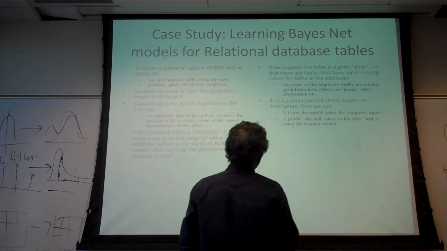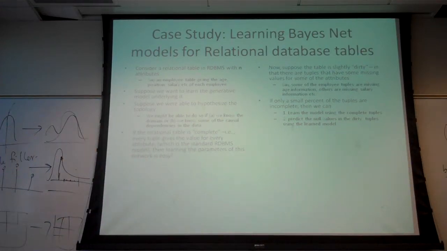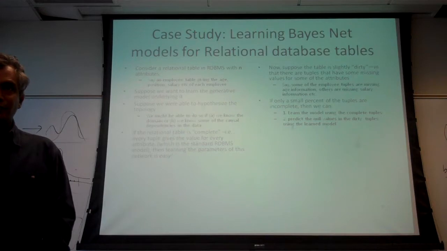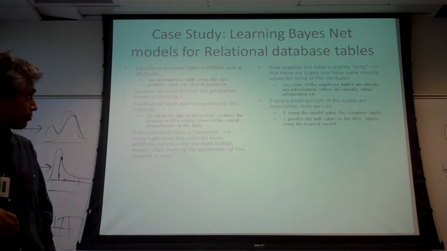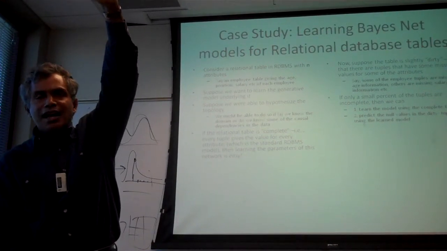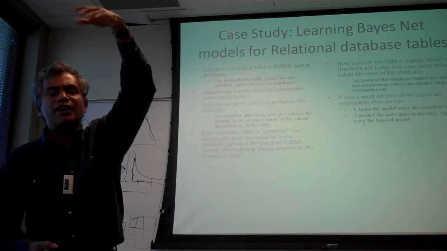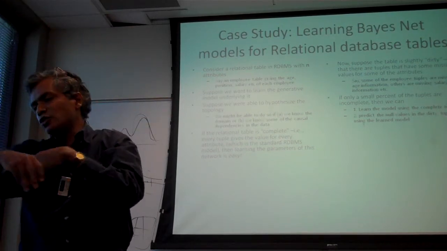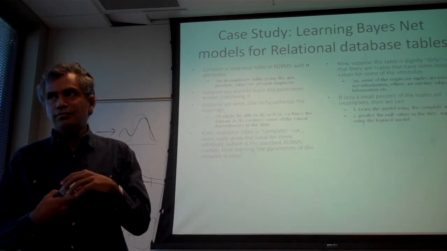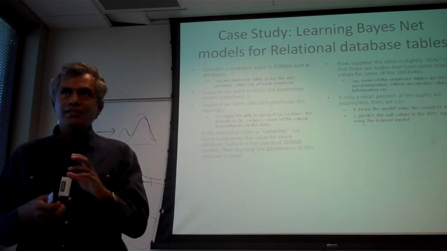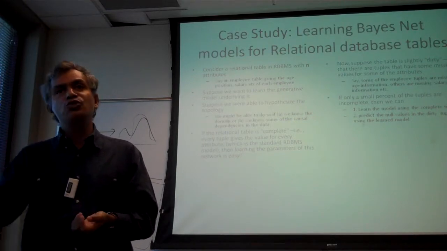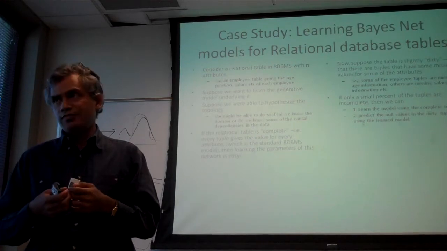Here is one idea. If only a small percent of the tuples are incomplete, then we can learn the model using just the complete values and the complete rows. That's enough. For example, suppose the table is of size a million, and about 5,000 of them have incompleteness. Then you just throw them out and learn the Bayes network from just the rest of the data. To the extent this data is representative, throwing out some small fraction shouldn't have affected the correctness of the model too much.